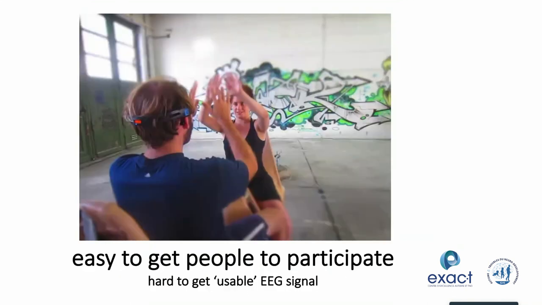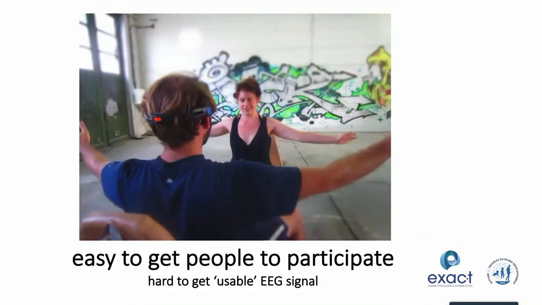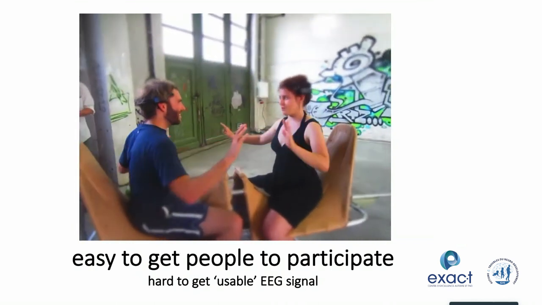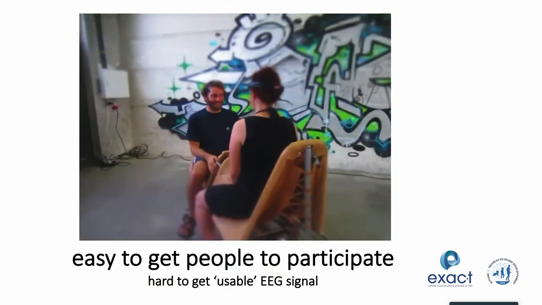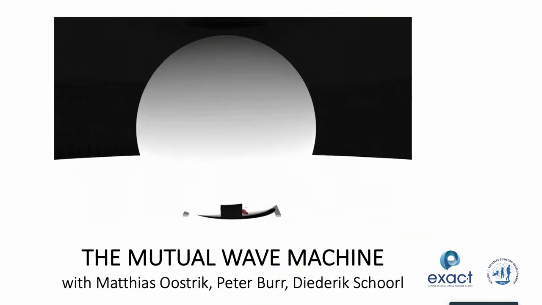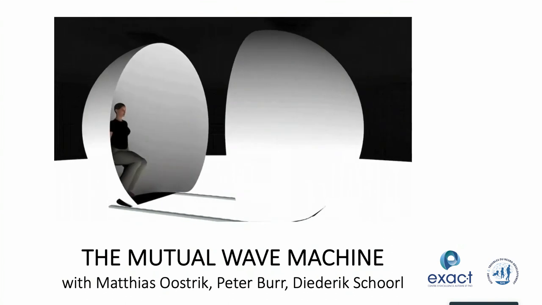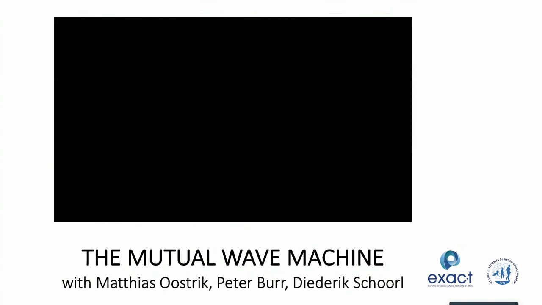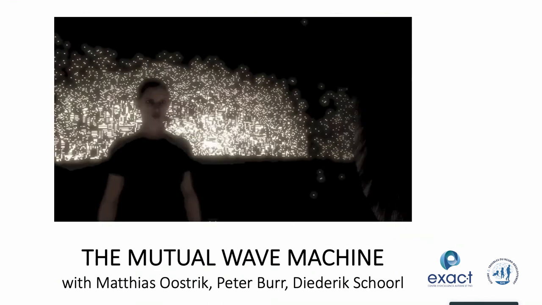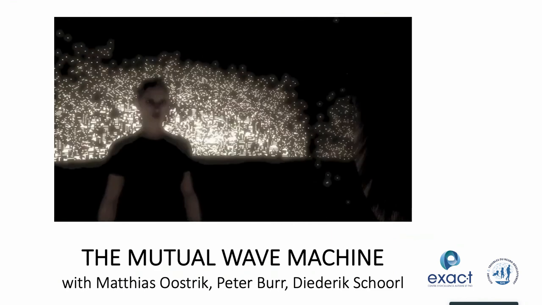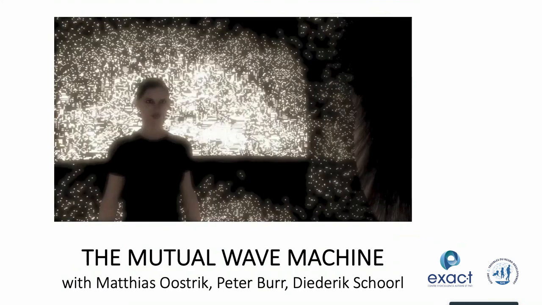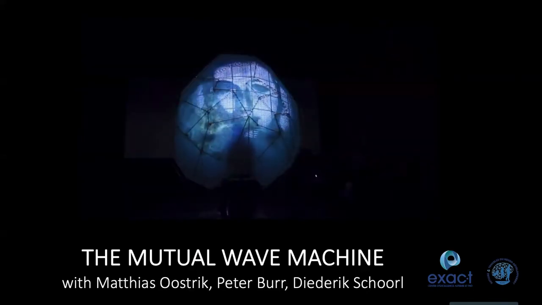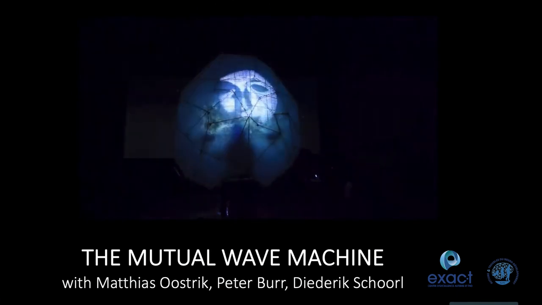But as you can imagine, it's very easy to get people to participate in these, but it's hard to get usable EEG data, right? Motion artifacts really override the brain signal. So in the mutual wave machine, we instead ask people to sit still again. They can engage in some minor nonverbal communication, but we show them what movement does to their EEG. They sit for 10 minutes as they engage with each other face to face, surrounded by light patterns that reflect their synchrony. More light is more synchrony and less light is less synchrony.